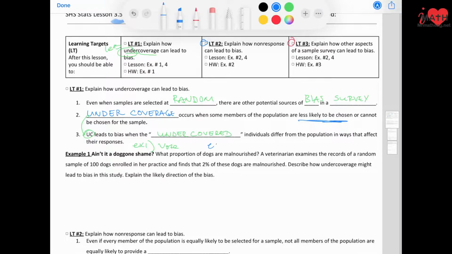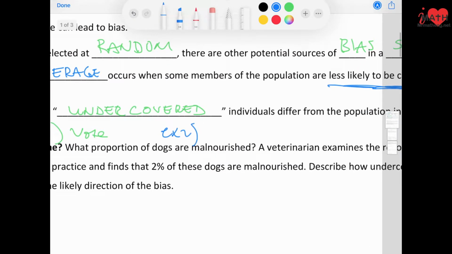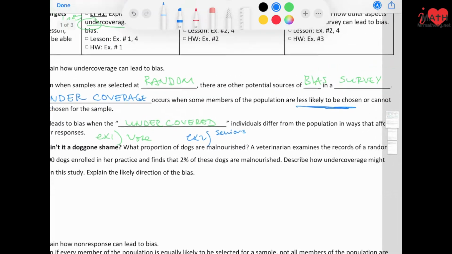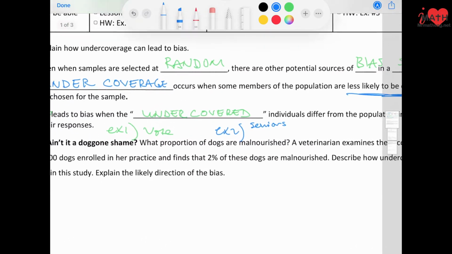My second example might be like seniors. And of course, as a senior, there's more pressure to think about your future. So they ask only seniors, right? They go into a senior government class, who wants to go to college. And then the proportion says 95% of students want to go to a 4-year university. And then administration says, hey, look, at Savannah High School, 95% of our students want to go to college. Well, there's undercoverage because we didn't really think about the freshmen, sophomores, and juniors.